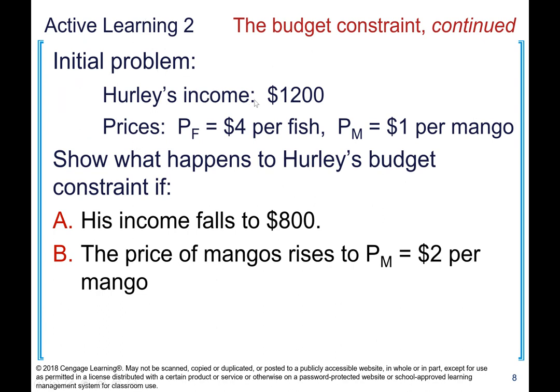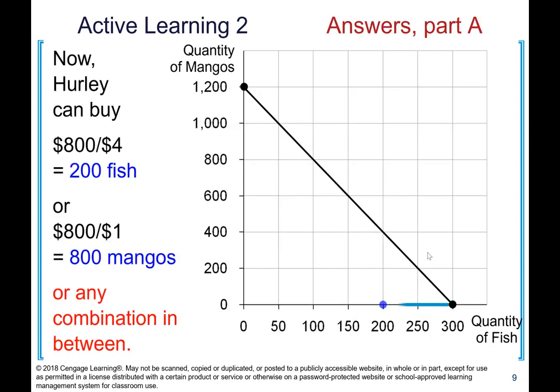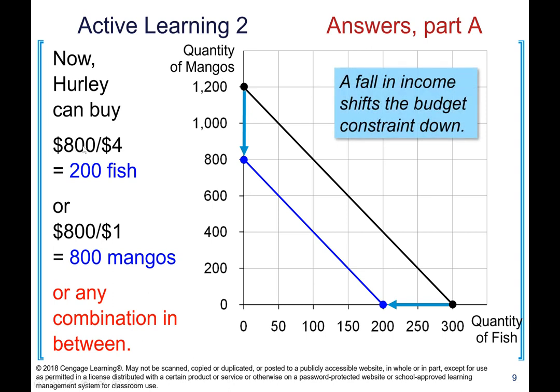The initial problem was Harley's income was $1,200, the price of fish was $4 per fish, and mango was $1 per mango. So what happened to Harley's budget constraint if, number A, his income falls to $800? Number B, the price of mango rises to $2 per mango. The answer: now Harley can buy 800 divided by 4, that is 200 fish, or 800 divided by $1, that is 800 mangoes, or any combination of that. In other words, a fall in income shifts the budget constraint down or inwards.